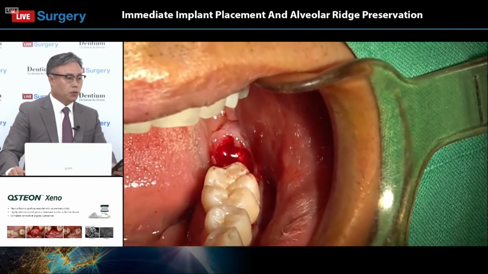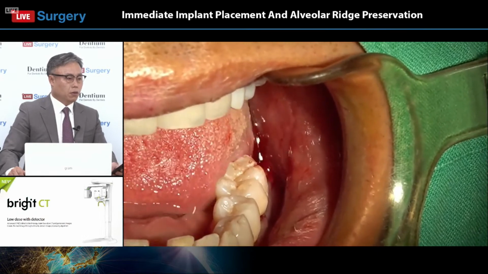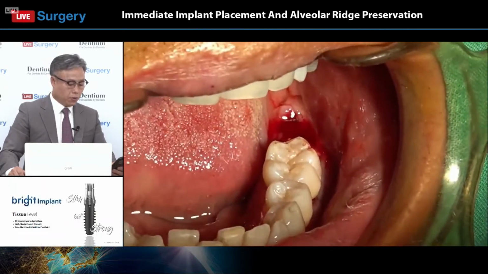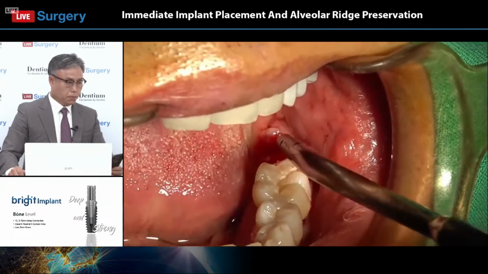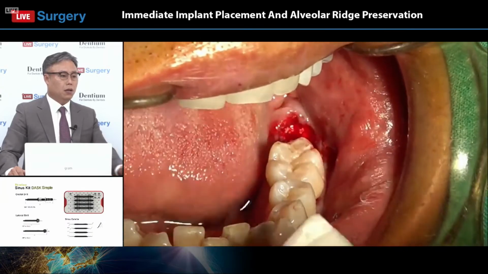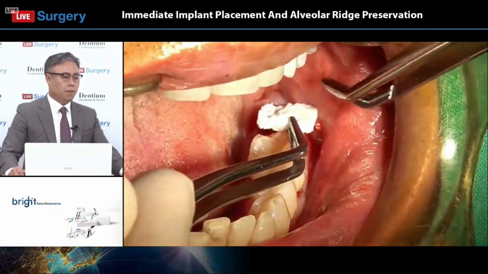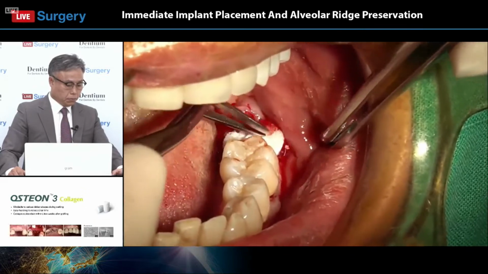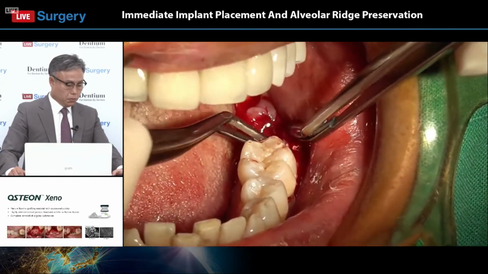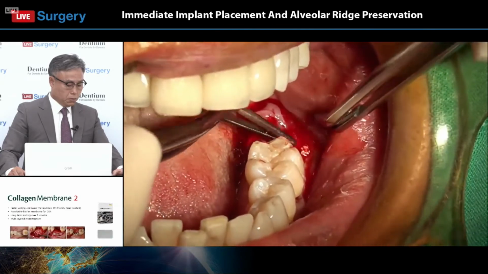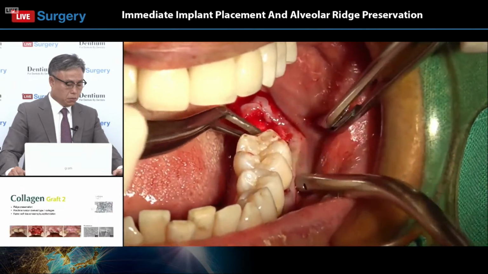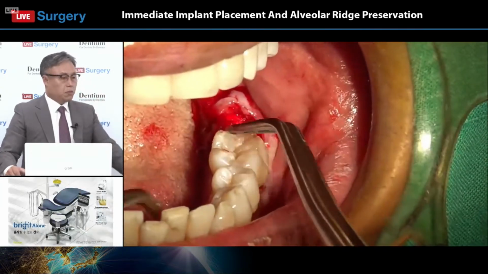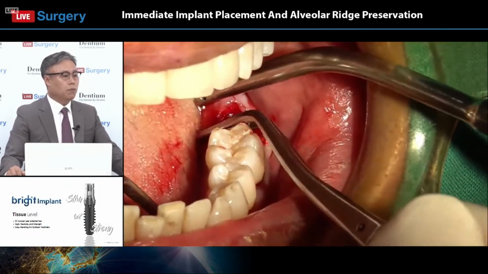And condensing is really important. We have to condense with a plugger on the end tip of the instrument, or whatever, such as a periodontal probe or dental mirror. And then applying the collagen matrix.